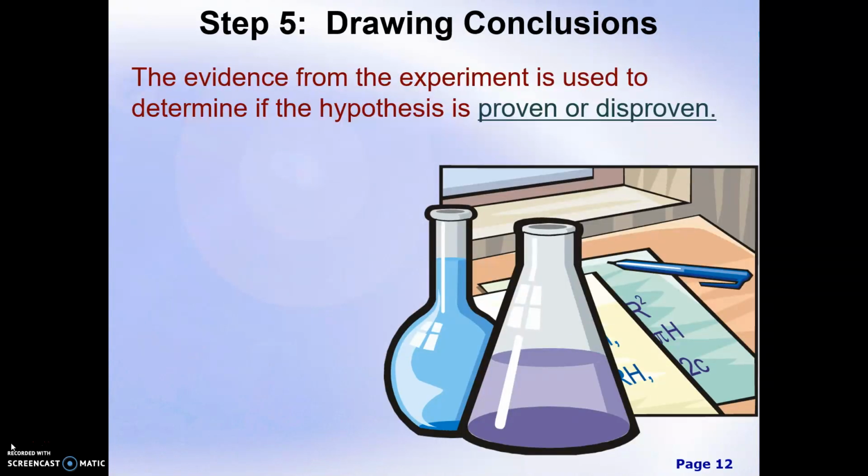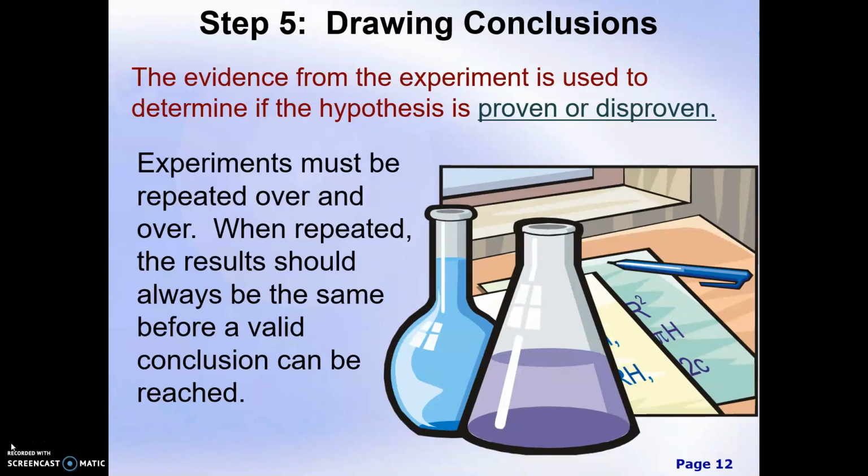And that's where drawing conclusion comes in. So we look at that evidence and we use it to figure out if we proved our hypothesis or if we didn't. And it's okay if we don't prove our hypothesis, because that just means we need to look at our hypothesis again and figure out if we need to change it and design a new experiment based on that.